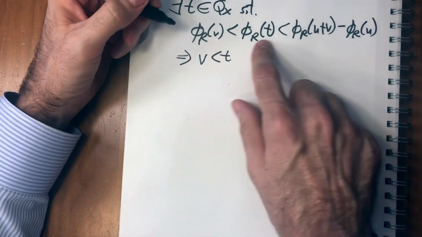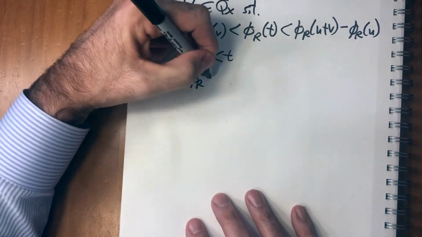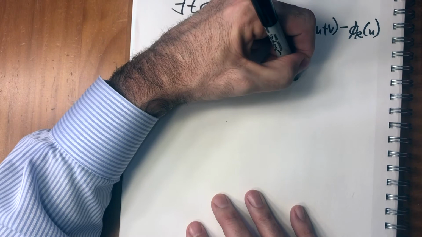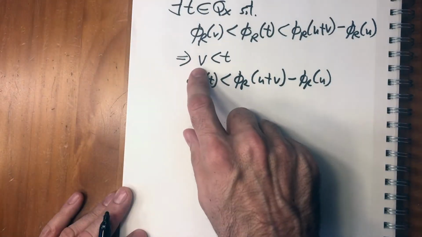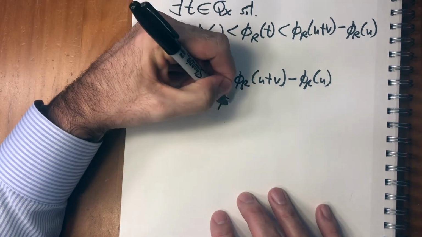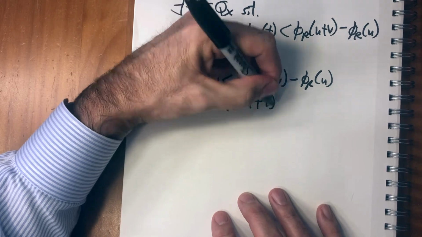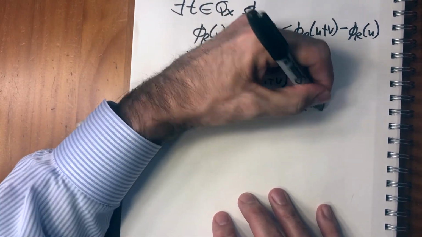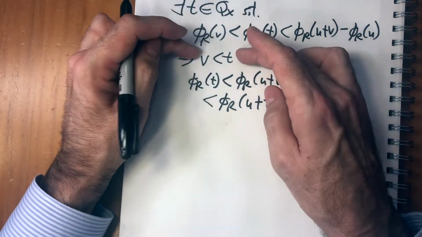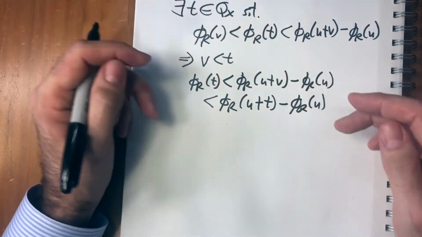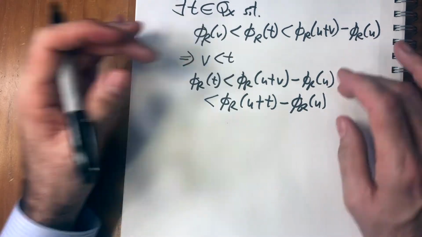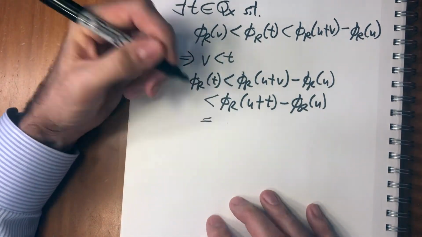So we're given by assumption that phi r of t is less than phi r of u plus v minus phi r of u. Now, because we just showed that v is less than t, that means that that is less than phi r of u plus t minus phi r of u, right? This is going to be less than this because phi r is order preserving, and if v is less than t, then u plus v is less than u plus t. So then that means that phi r of u plus v is less than phi r of u plus t, so this is less than this.